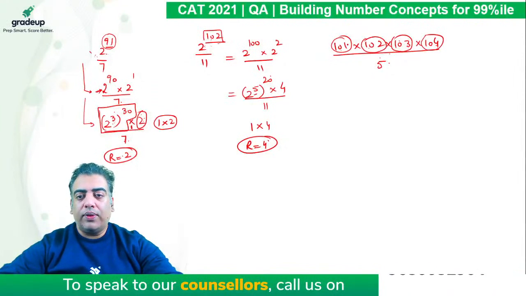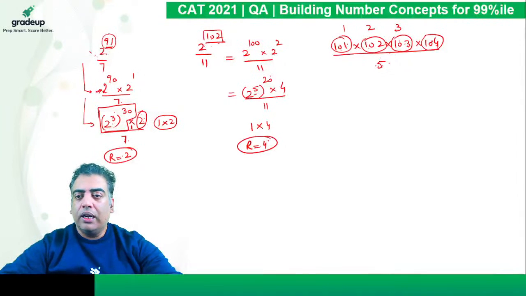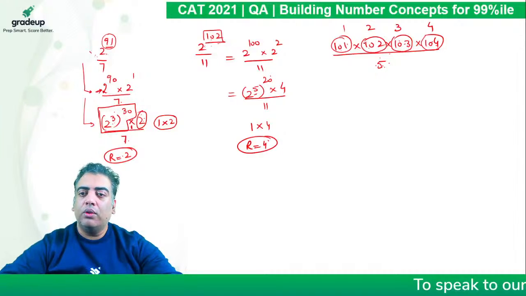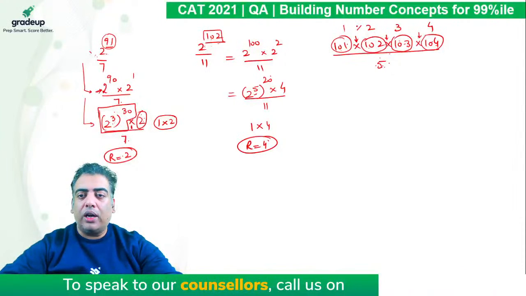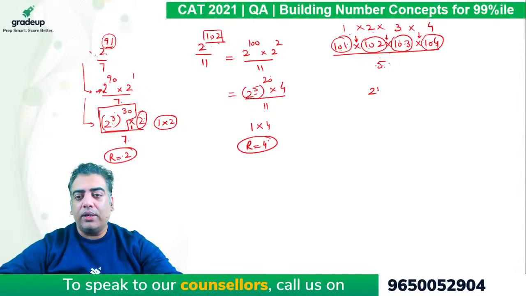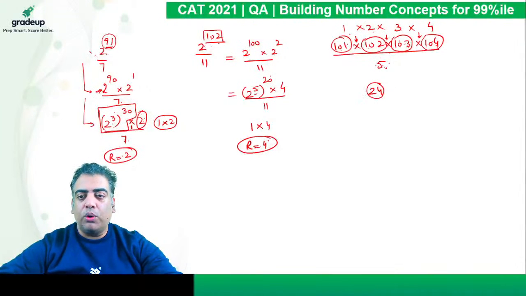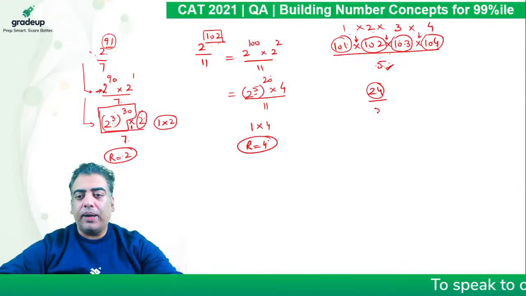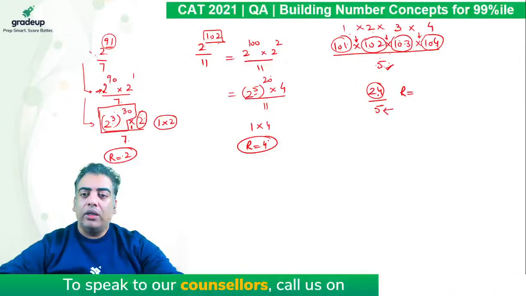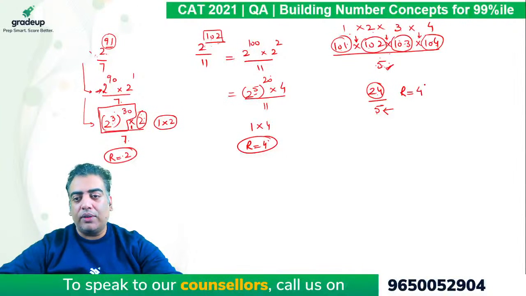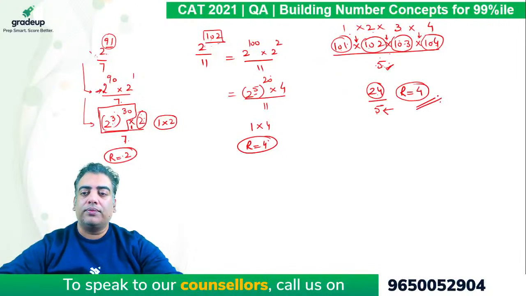right? So 101 divided by 5 remainder is 1. 102 divided by 5 remainder is 2. 103 divided by 5 remainder is 3. 104 divided by 5 remainder is 4. Because of this multiplication sign, all these values are to be multiplied. So 1 into 2 into 3 into 4 results in 24. If this value is more than the divisor, again divide by the divisor to find a remainder which is always less than your divisor. So 24 divided by 5, remainder will be 4, which will be your final answer.